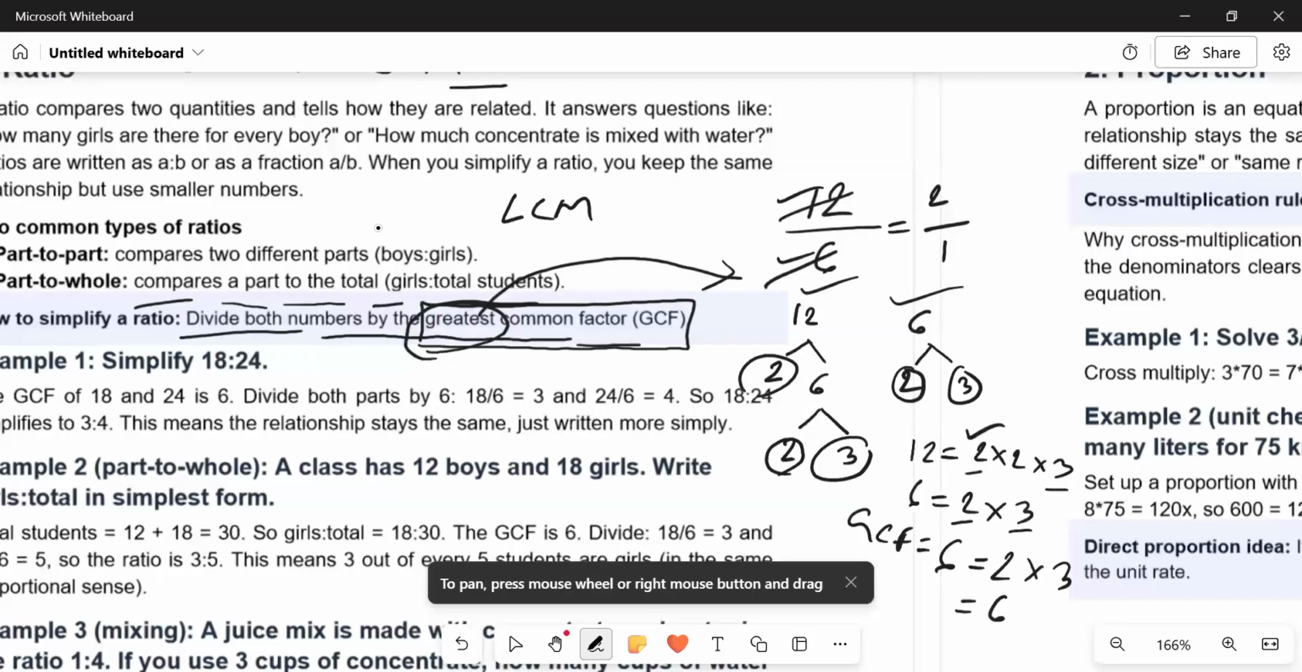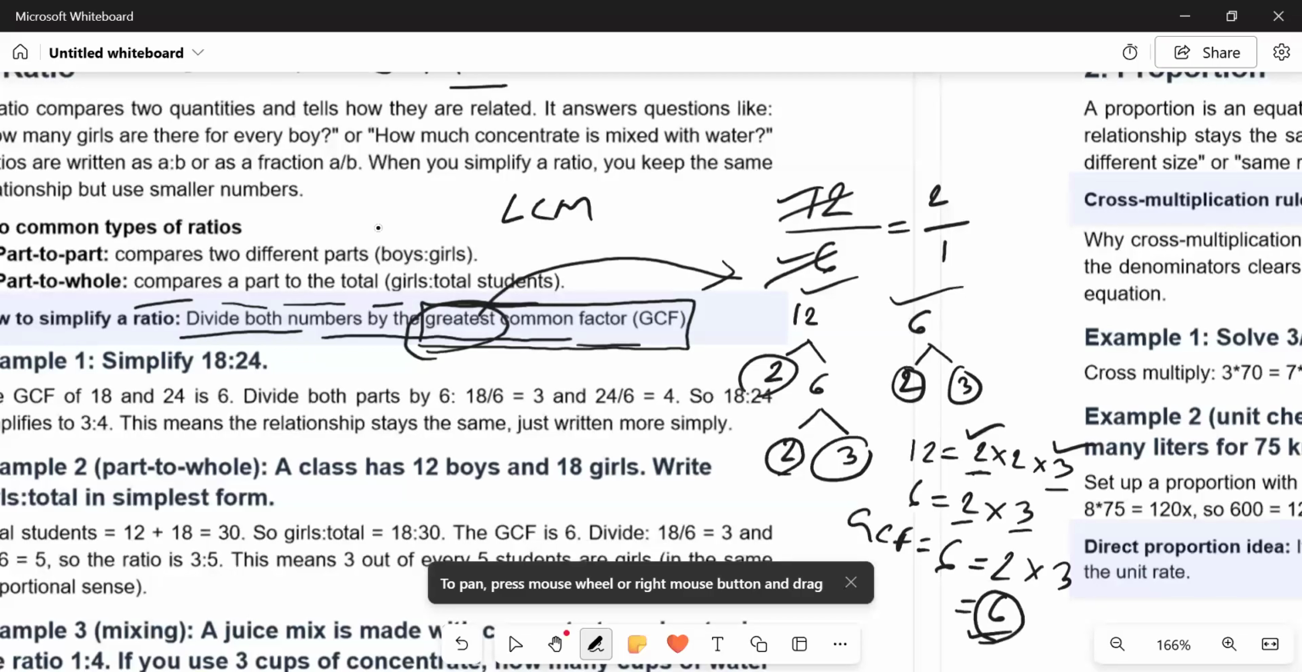12 and 6 both are multiples of 2. We can also divide 12 and 6 by 3, and we can also divide 12 and 6 with 6. Now, which is the greatest number here? 6 is obviously the greatest number here. That is why 2 and 3, and even 6, are all common factors, but the greatest common factor is 6. That is why it is called GCF.